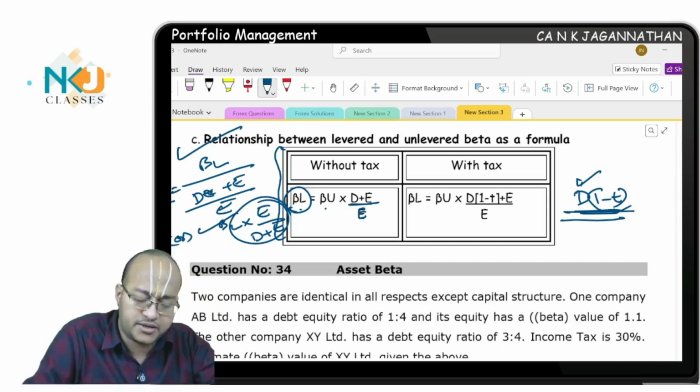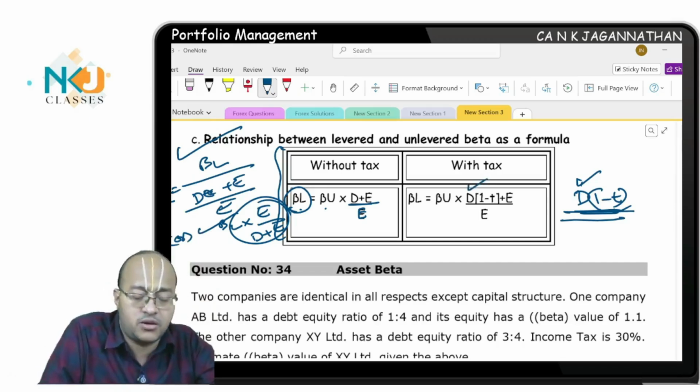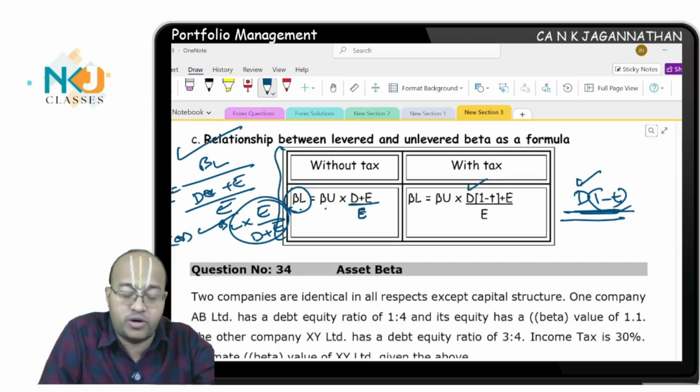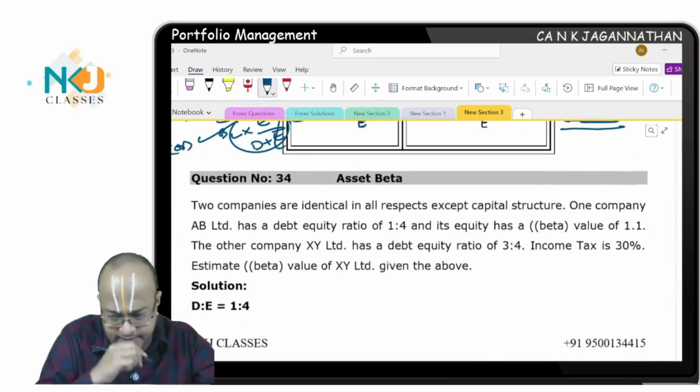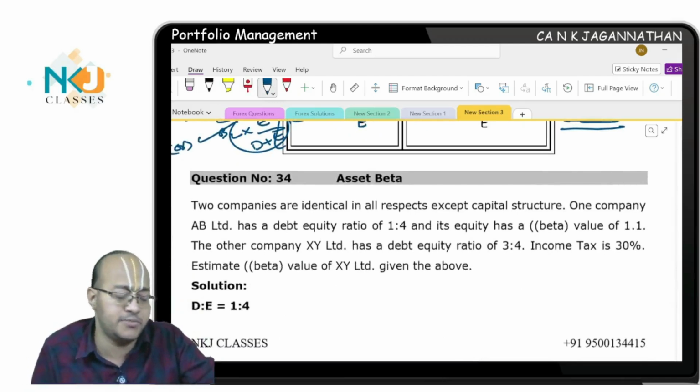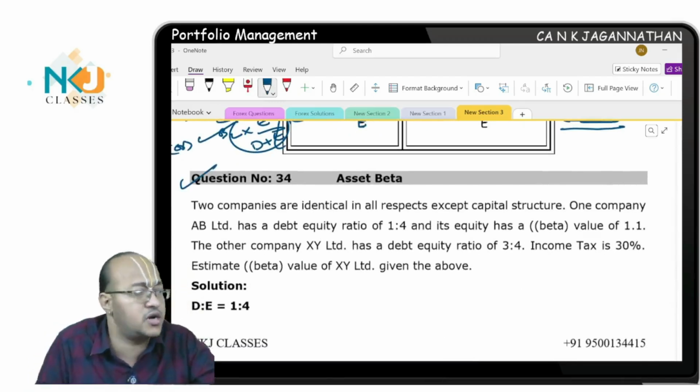Now very simple, understand. Just like in interest you apply 1 minus T, wherever debt is coming into the picture, you add a 1 minus T to it. That is the adjustment you need to do where the tax rate is given. This is all about levered and unlevered beta. Shall we solve 1 or 2 questions in this regard and move on?